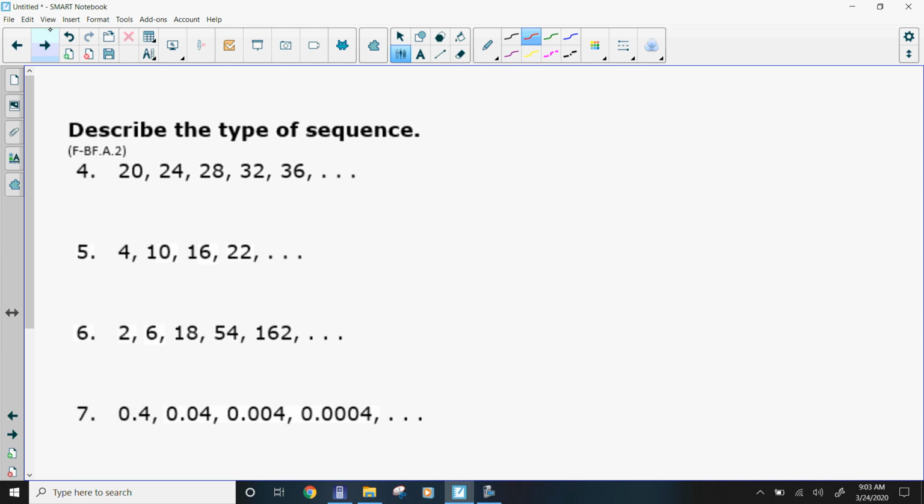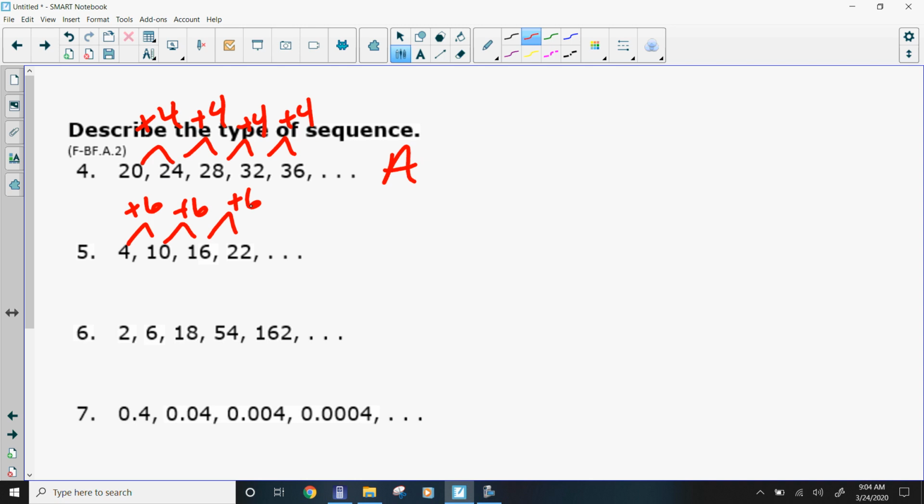Okay, describe the type. We don't have to do anything else besides describe the type. There's only two types. It's either arithmetic or geometric. It looks like to get from here to here, they did a plus 4. To get from here to here, it's plus 4. Here to here is plus 4. Here to here is plus 4. So that means it's arithmetic. This one looks like it's plus 6, plus 6, and plus 6. That's arithmetic also. Again, the pattern has to hold true all the way through. If that number changes at all, then it's not going to be arithmetic.